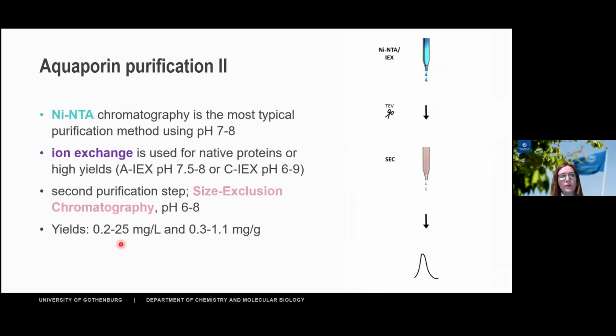Looking further into the purification, having the his tag means that we commonly use nickel purification, but ion exchange is also used for native proteins, of course. But we also have quite some examples of very high production yields, and then we can work without any affinity tags. The second purification step, size exclusion chromatography, is very common, and the aim is, of course, to get this monodisperse peak as an indicator of homogeneous material. The yields are up to 25 milligram per liter or 1.1 milligram per gram cells.